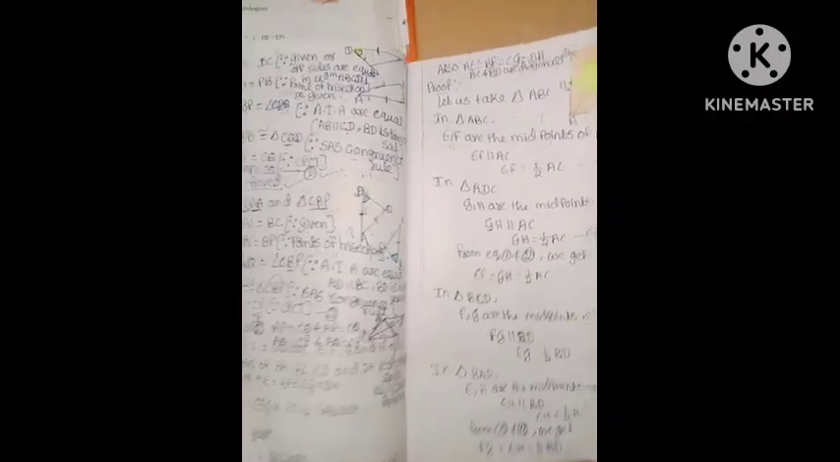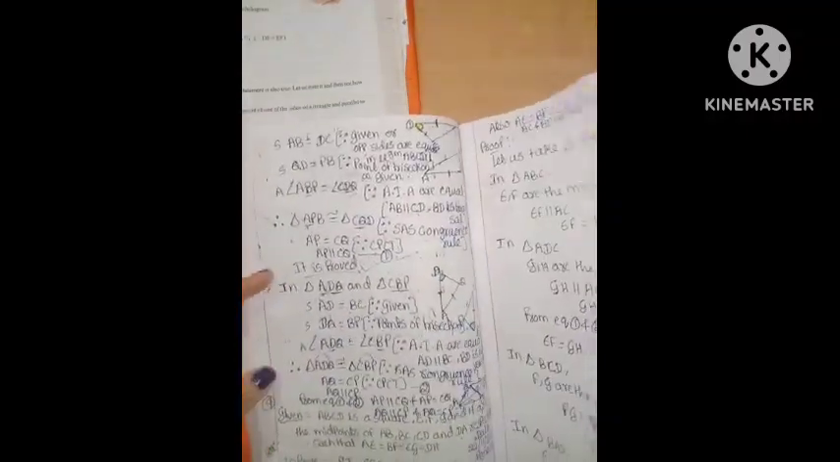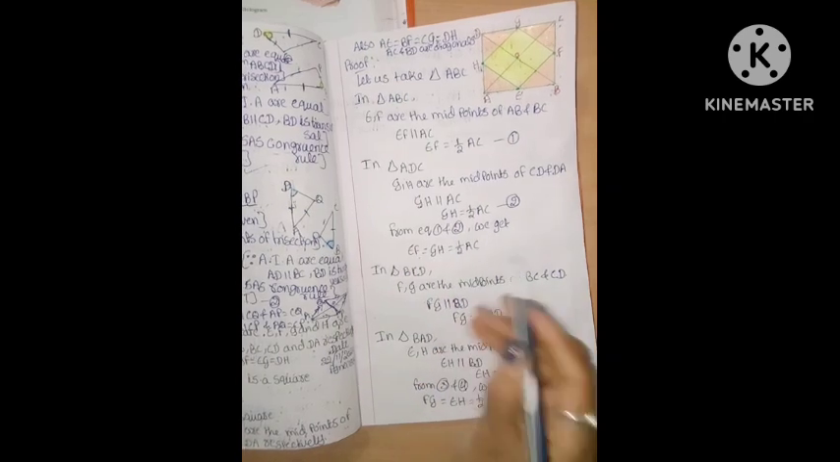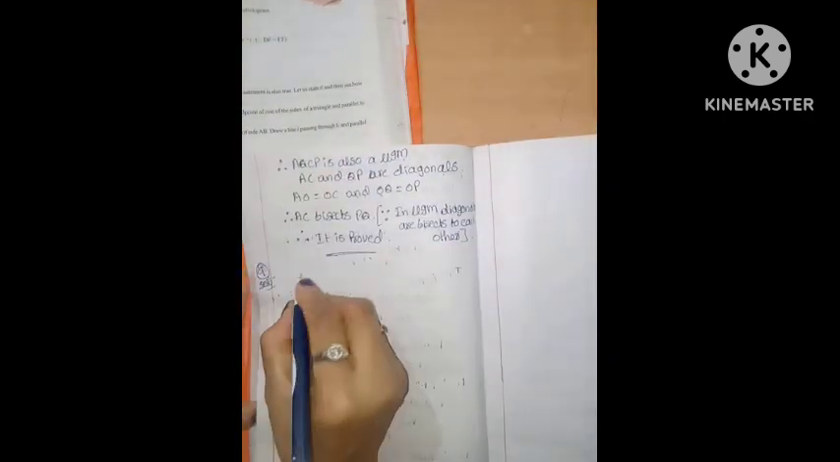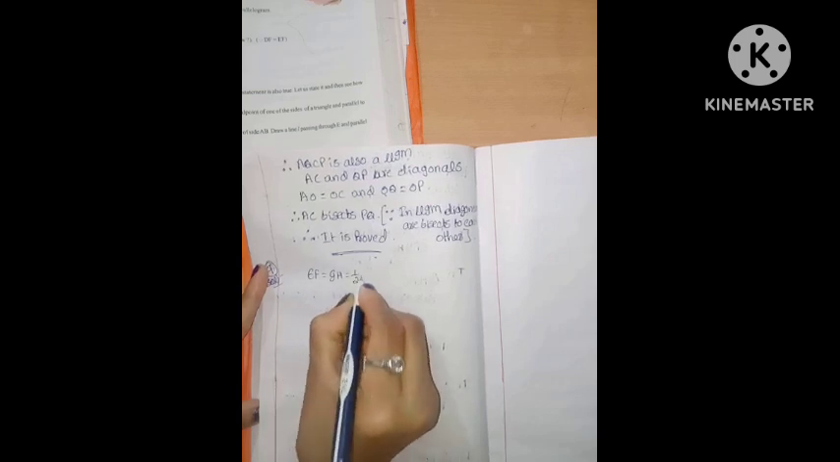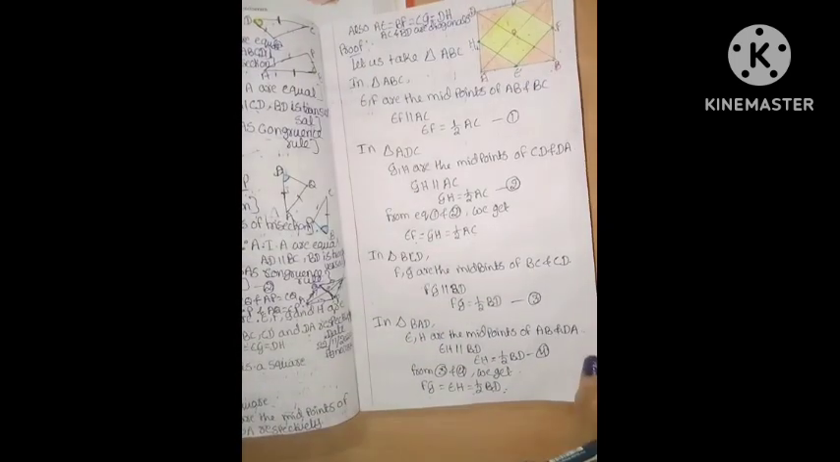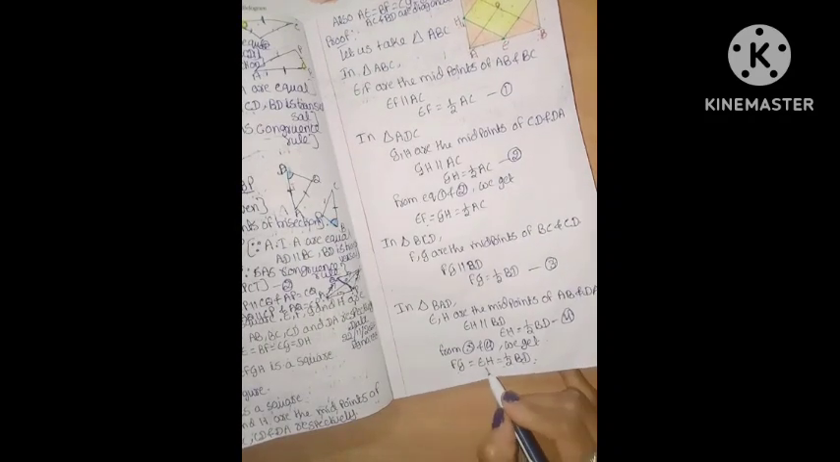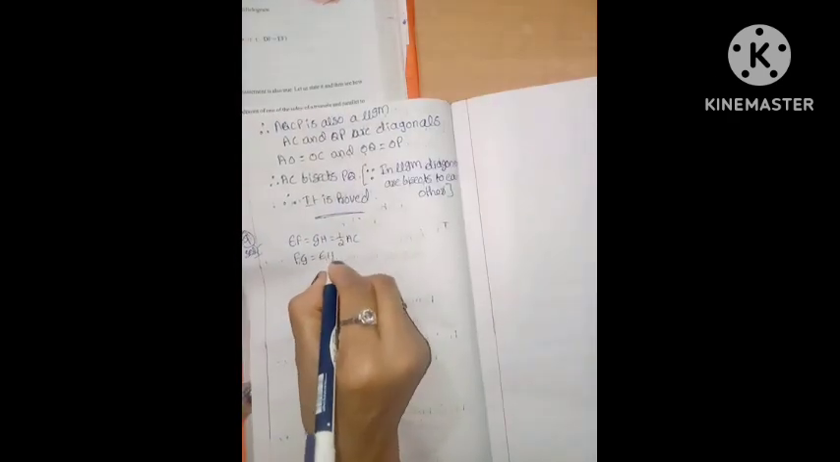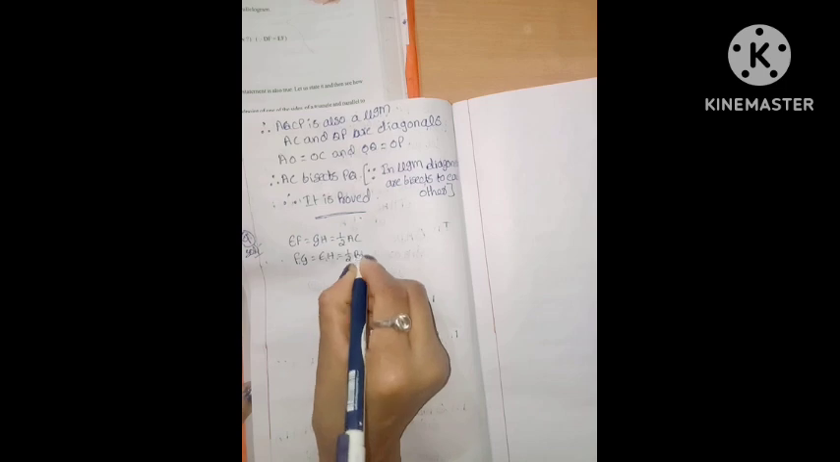Next, this is the continuation of the third problem solution. In these two results, EF is equal to GH is equal to half of AC, and another one, FG is equal to EH is equal to half of BD. Okay, are you clear?